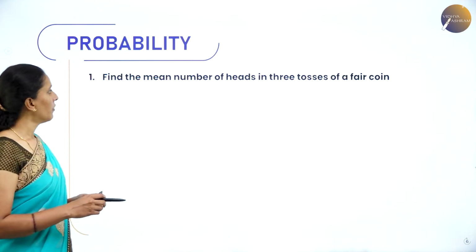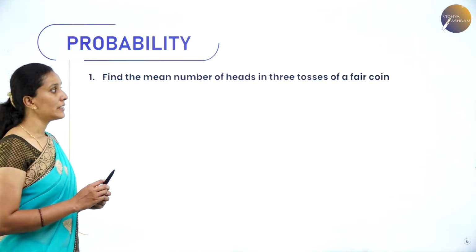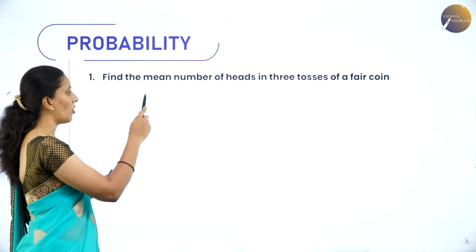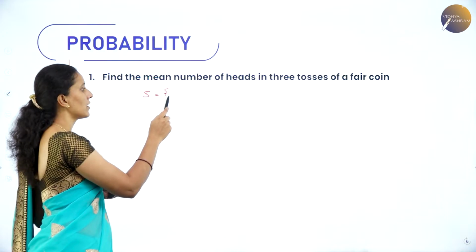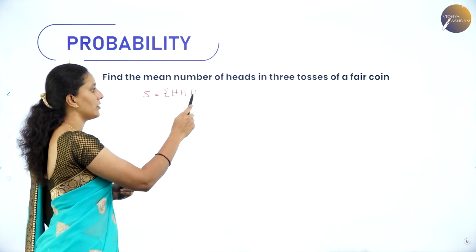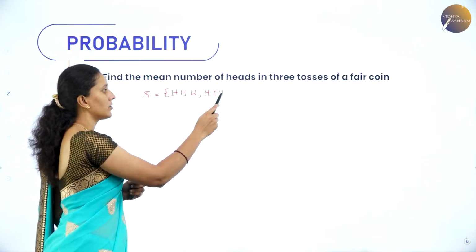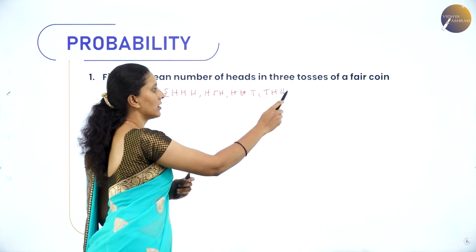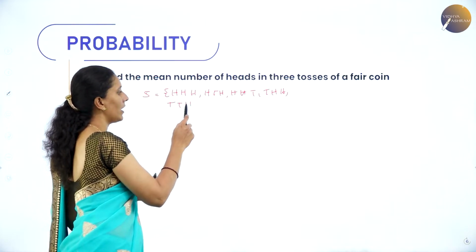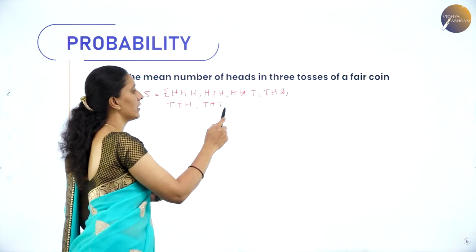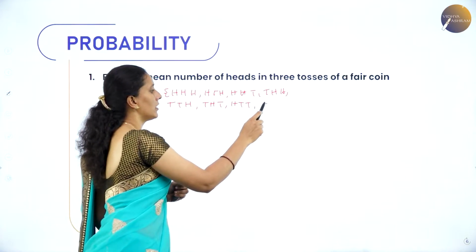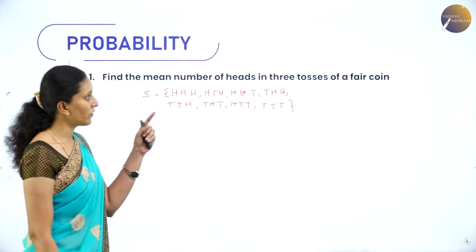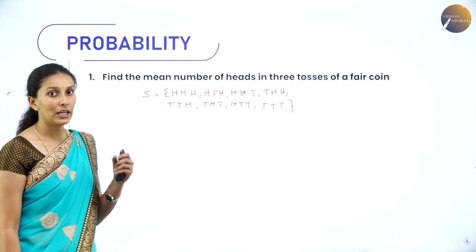Next, we have: find the mean number of heads in 3 tosses of a fair coin. So, 3 coins are tossed. What will be the sample space? We have HHH, HHT, HTH, HTT, THH, THT, TTH, TTT. This is the sample space for the given experiment of tossing 3 coins.